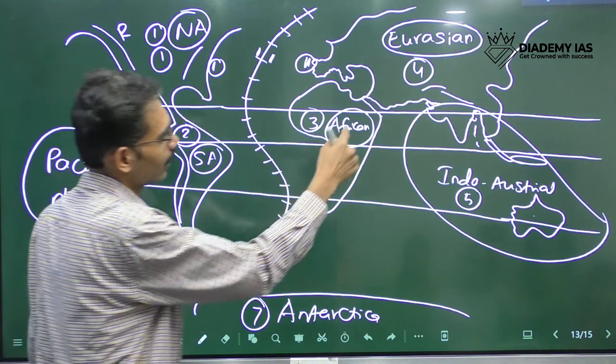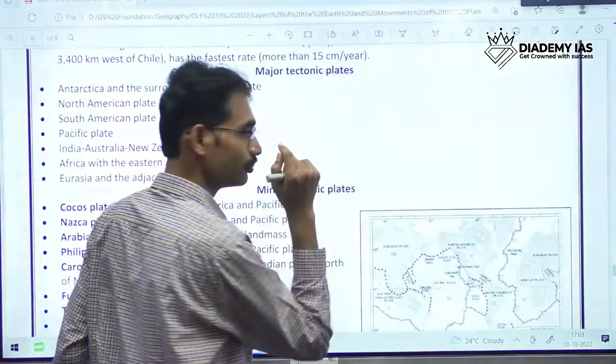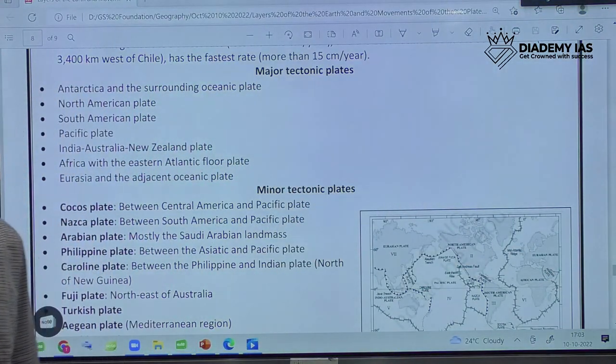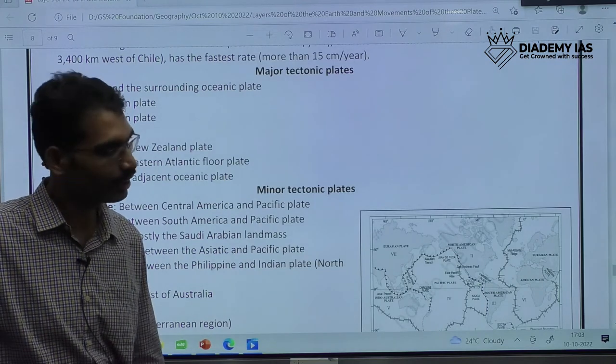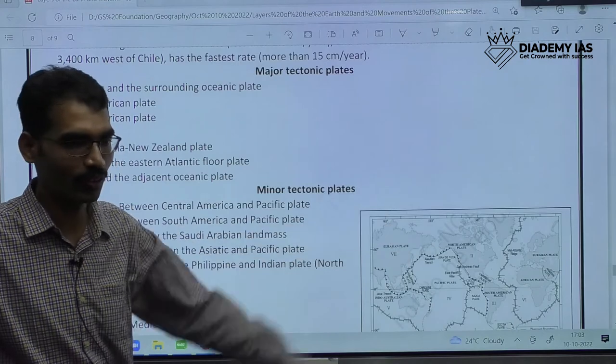Okay, now you see the Red Sea. Sir, Himalayas is Eurasian and Indian. Sorry? The Eurasian and Indo-Australian plates are colliding with each other.